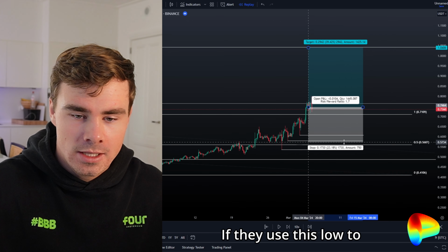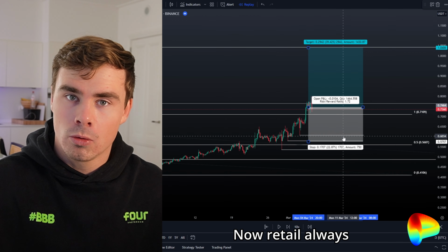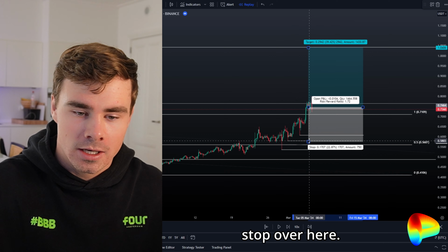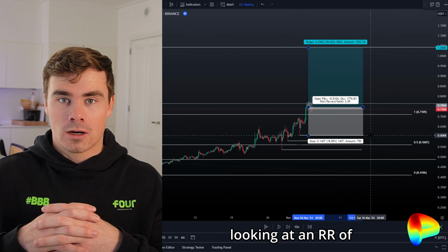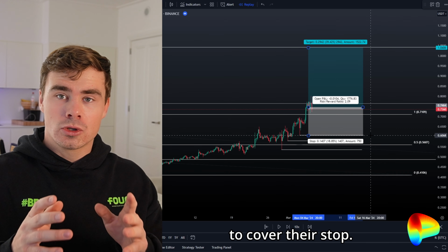If they use this low to cover their stop, the RR is 1.72. Now, retail always targets a minimum RR of 2, but they're not going to put their stop over here. Now, if they use this low to cover their stop, we see that we are looking at an RR of exactly over 2. So they're probably going to use this low to cover their stop.